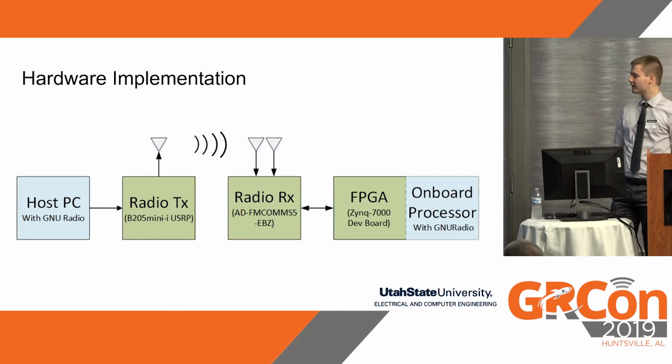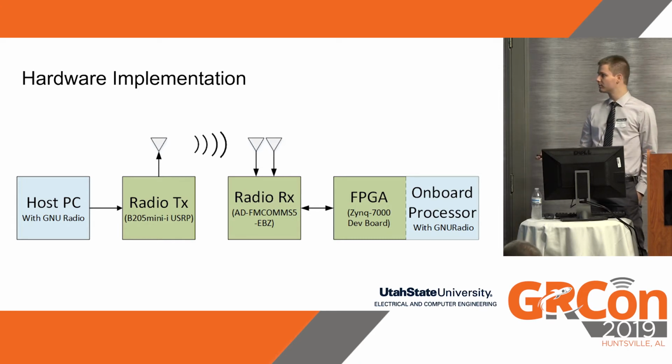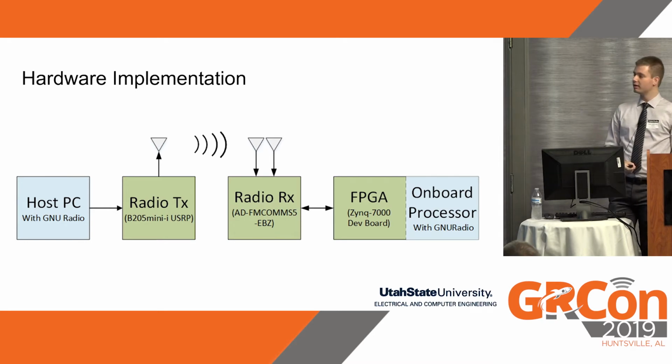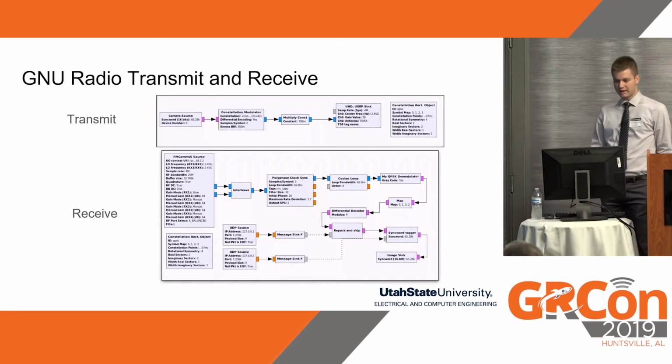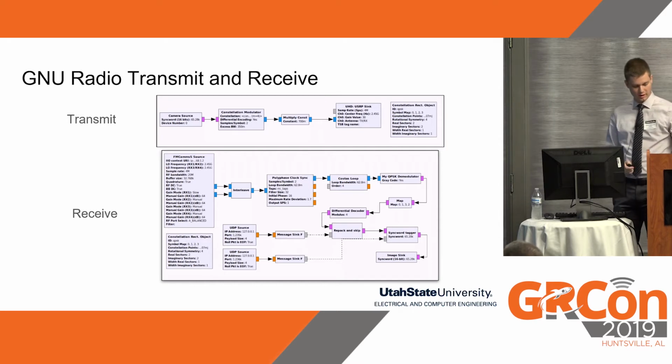And then we had this FMCOMMS board with two channels receiving that signal, pushing data onto the FPGA where it was processed using the signal synchronization that we were just talking about. And then we had the onboard processor on the Zynq FPGA actually running Linux with GNU Radio in order to receive that signal, demodulate it, and reform the camera frames that we were sending. So here's our GNU Radio flow graph. It's pretty standard. There's nothing fancy going on here.